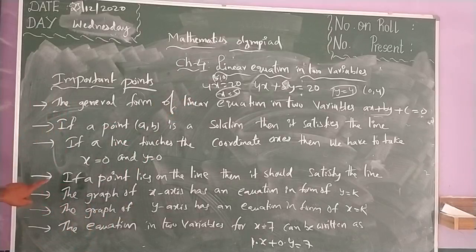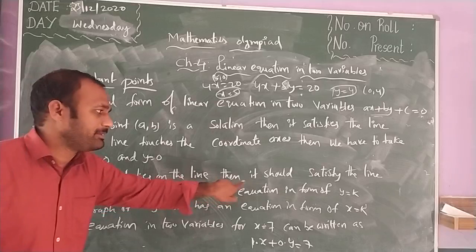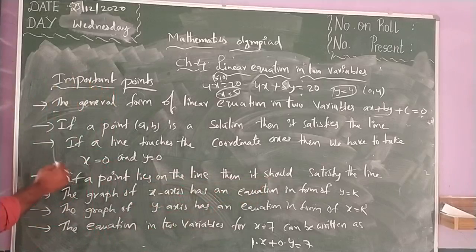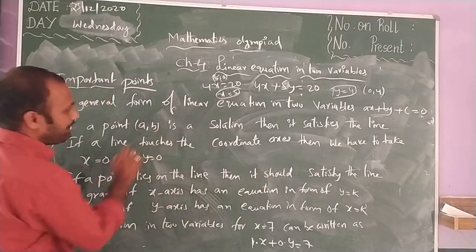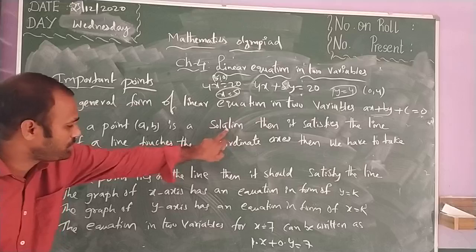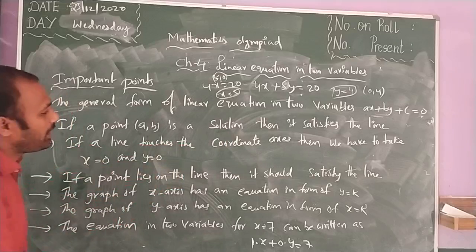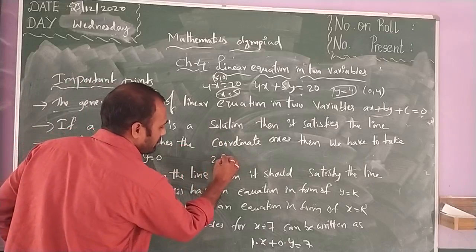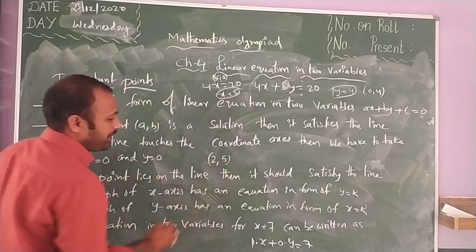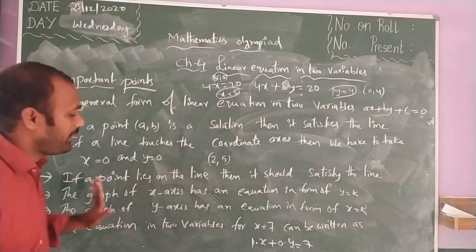Next, the point is, if a point lies on the line, then it should satisfy the line. It is the same as the second point, but here the concept is solution. Here we are saying that the point is lying on the line. If I am saying that (2, 5) is lying on the line, then it should satisfy the line.